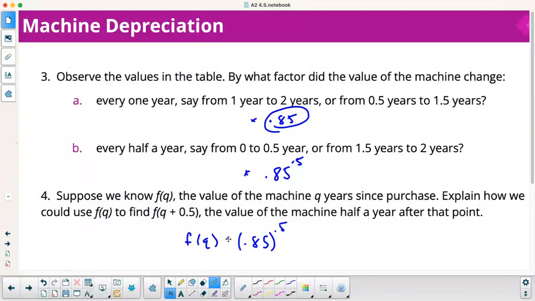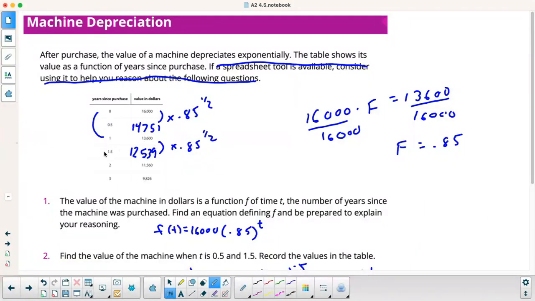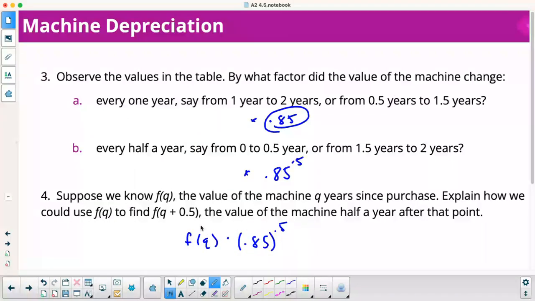Okay, so whatever you got for f of q, which we would know, like let's say it's 10,000, you go up an extra half of year, kind of just like with your table. Every time you increase, like right here from 1 to 1/2, you multiply by 0.85 to the 1/2. Same thing here if you go up 1/2. So, like here, if I wanted to go up an extra half a year, we'd have to take this value here and times it by 0.85 to the 1/2, or to the 0.5 power. Okay.